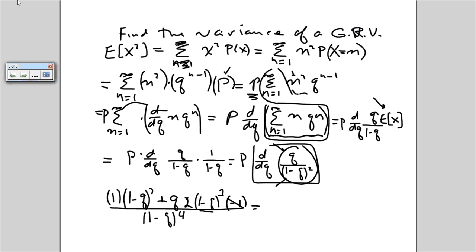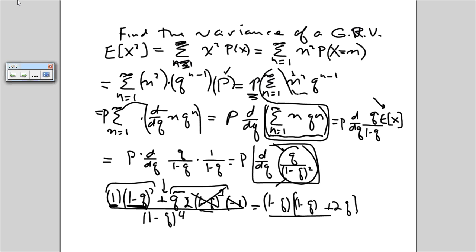What I can see is between this term and this term, they both have 1 minus q. So I factor it out. Then I write down what's left over. After factoring out one of these, we have 1 left. 1 minus q times 1 is 1 minus q. Plus, after factoring out 1 minus q, I'm left with 2q. And this is all over 1 minus q to the 4th power.